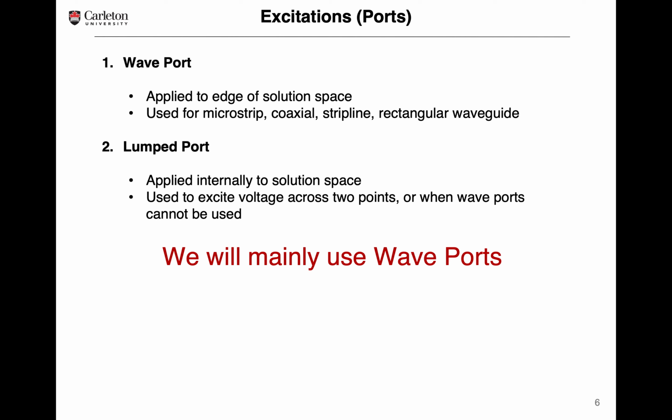For excitations or ports, there are 2 main types, a wave port and a lump port. The main difference between the 2 is that the wave port excitation has to be at the edge of your solution space. So if you're designing a waveguide, your excitation will be at the edge of the waveguide. You cannot excite it in the middle. On the other hand, a lump port gives you the option to define an excitation inside the structure. So there's more you can do with lump ports. But again, in this course, we'll be focused more on wave ports because they're more straightforward to define.